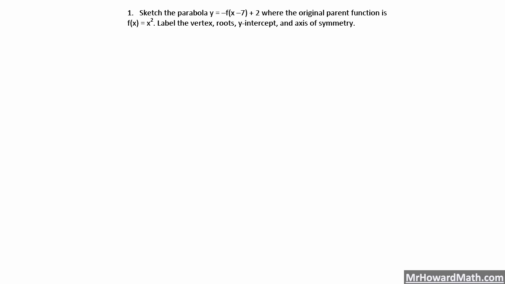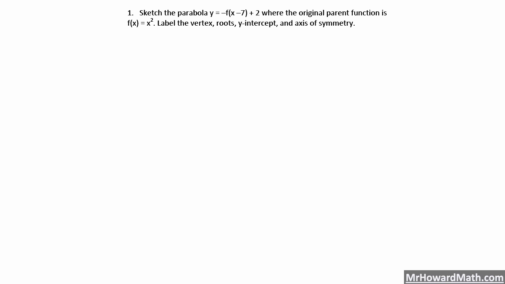Sketch the parabola y equals negative f of x minus 7 plus 2, where the original parent function is f of x equals x squared. So this is just the function notation here. Label the vertex, roots, y-intercept, and axis of symmetry.